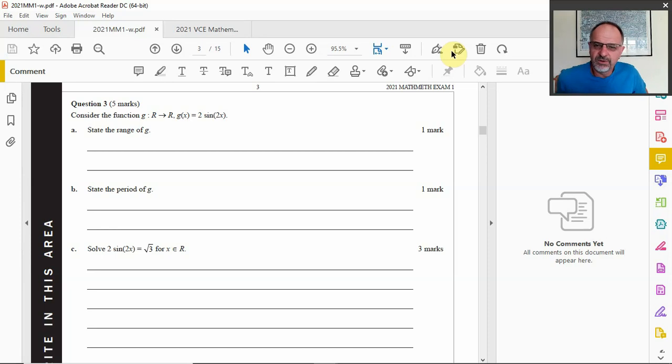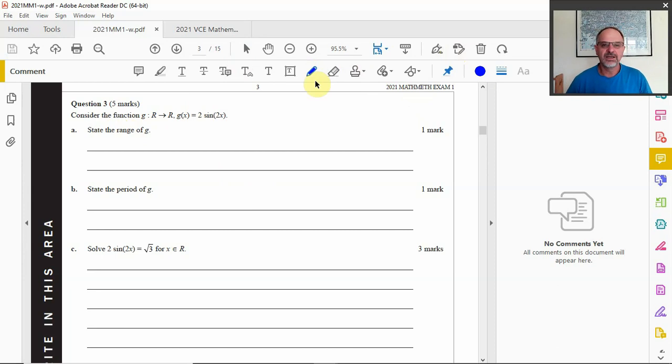All right, so moving on to the next question, and it's obviously question 3 as it says up here. So we've got a function g of x, and g of x is 2 sine 2x, and we want to state the range of g. Okay, so we're looking at the range of g.